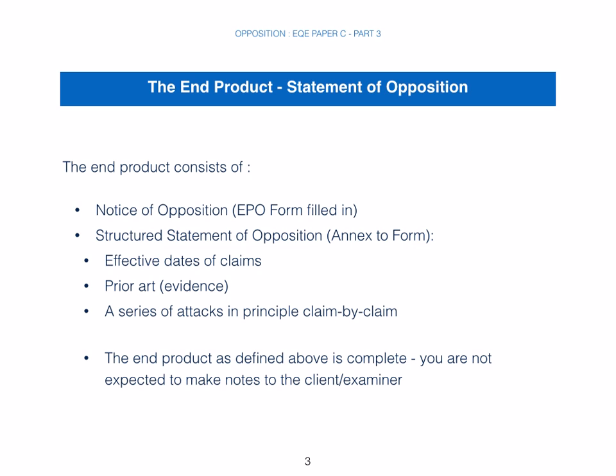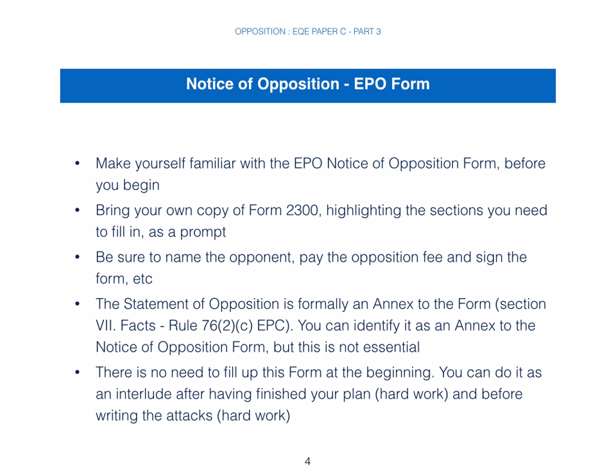We'll begin by considering the official Notice of Opposition Form 2300. Make yourself familiar with the EPO Notice of Opposition form before you begin. Bring your own copy of Form 2300 to the exam, highlighting the sections you need to fill in as a prompt for filling in the form provided during the examination. Be sure to name the opponent, to pay the opposition fee and sign the form, etc. Name the opponent's representative and so on.